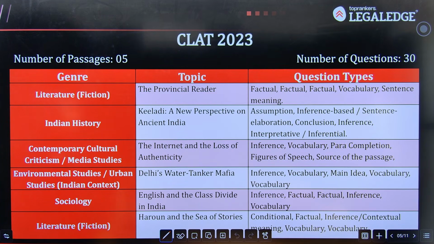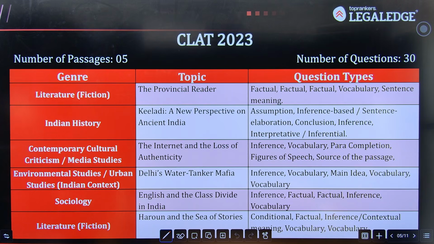In fact, the entire mock, or the actual paper, can be lengthy, because here all the passages were more than 500 words. Now, students, here we got 5 passages, just like in CLAT 2026. The common theme and genres were again literature. You can see, students, there were 2 passages around literature. The first one, the provincial reader.